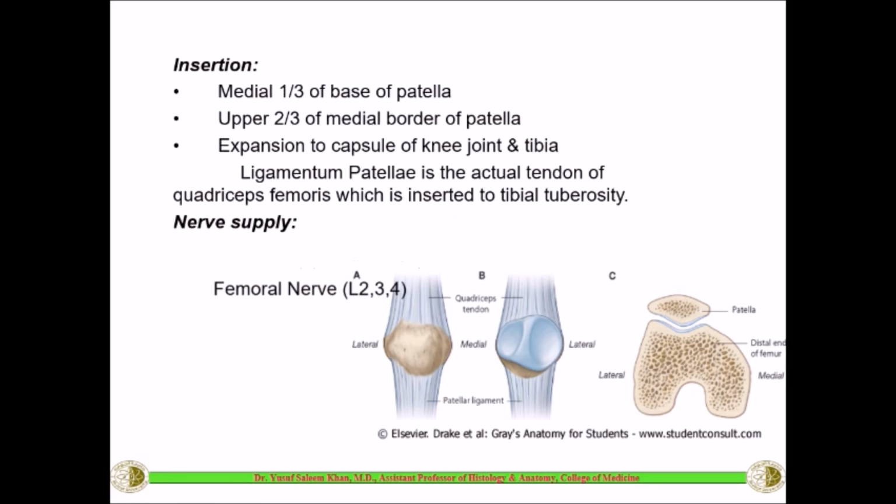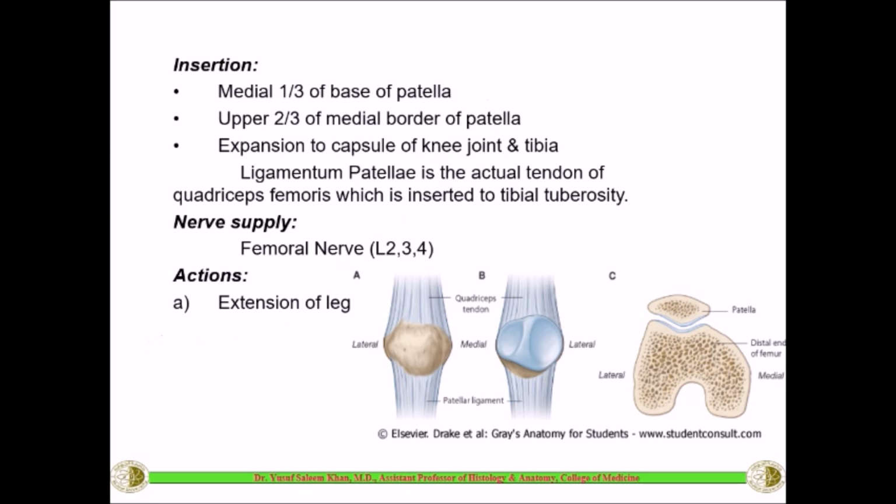And coming to the nerve supply, as you already know, it is supplied by the femoral nerve, root value of L2, L3 and L4, lumbar second, third and fourth. And the actions you already know. One is the extension of the knee joint, that is the extension of the leg. Along with that, it also prevents lateral dislocation of the patella. As I said, the patella will be getting inserted on the medial border by 2/3 by the vastus medialis. That will prevent the lateral dislocation of the patella.